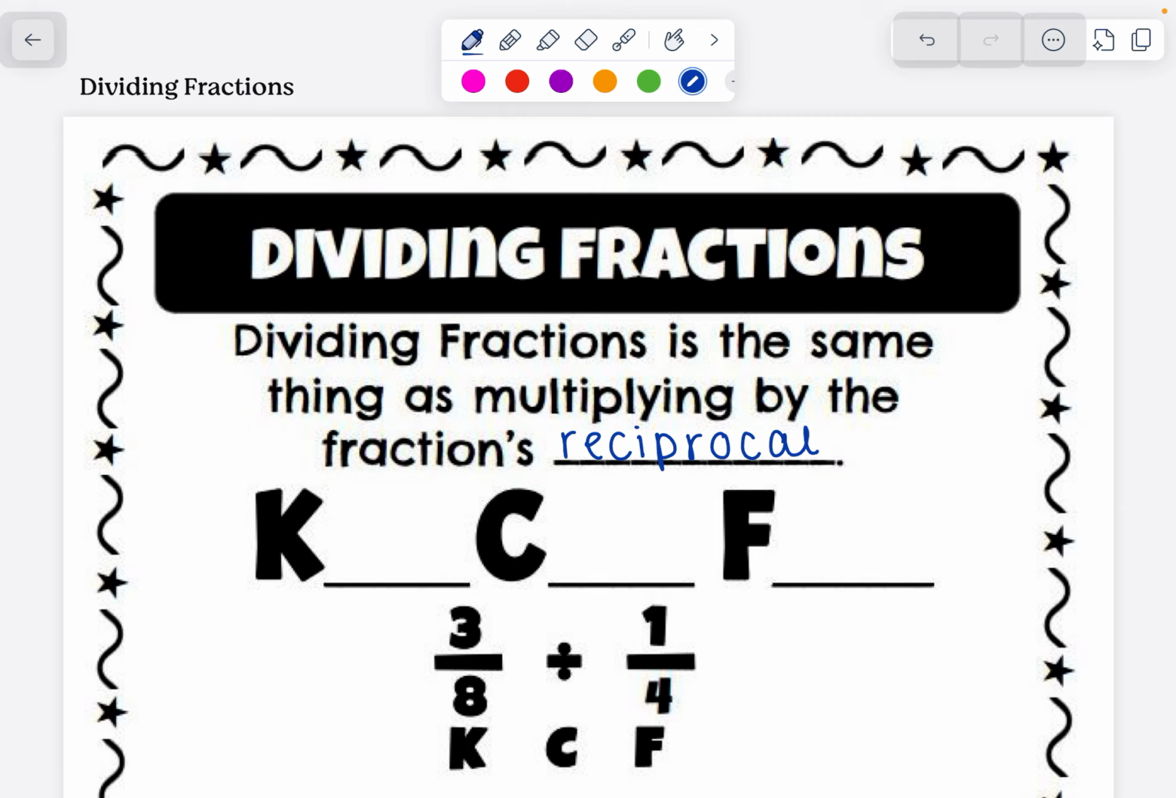And really, I don't want you to get confused by that word. That word just means that we're flipping. You know what keep, change, flip means. You know what KCF means. It's keep, change, flip. Multiplying by the reciprocal is technically the C. That's the change. Remember, we changed division to multiplication, and reciprocal is the flip. We're taking the numerator and we're putting it as the denominator, so we're flipping the fraction.